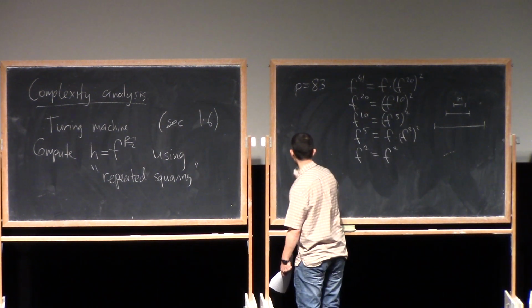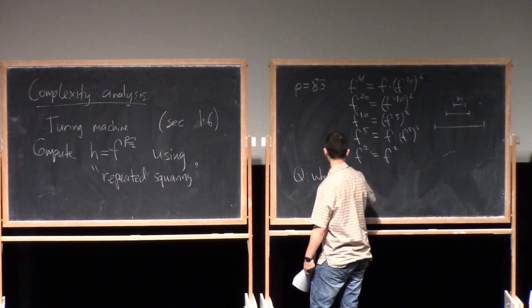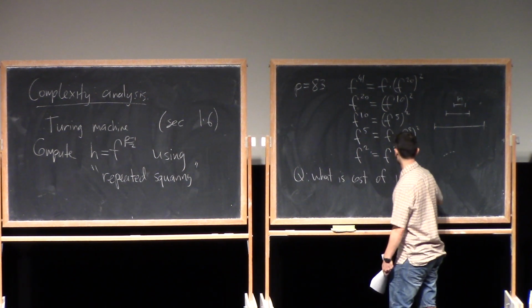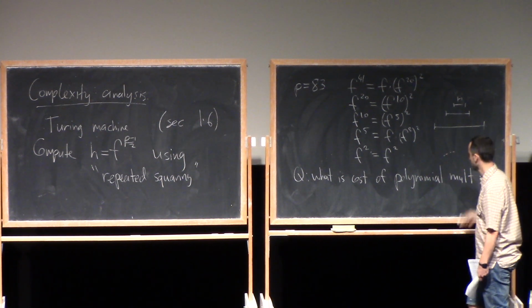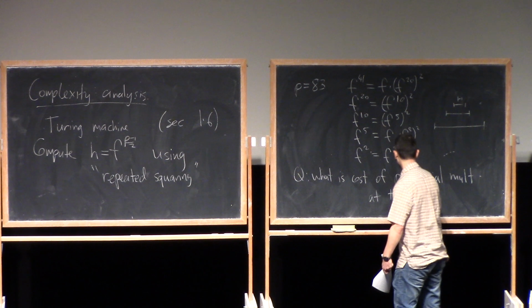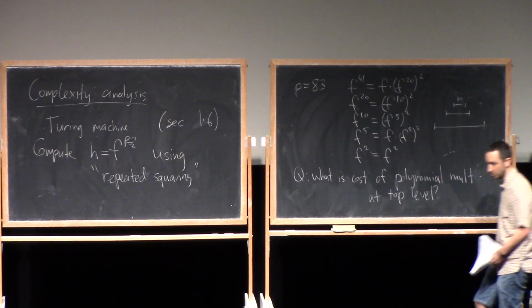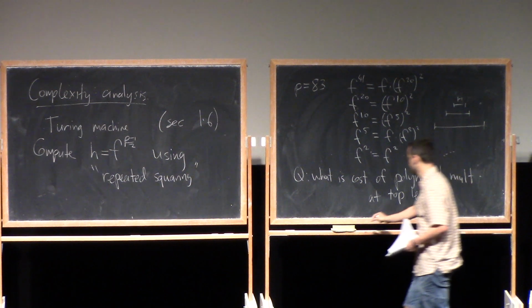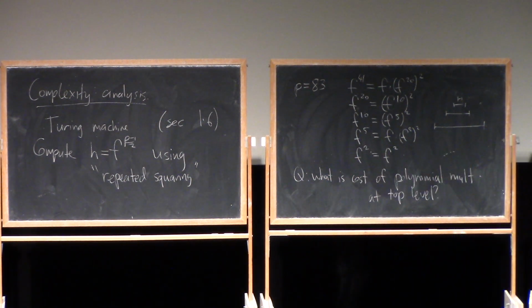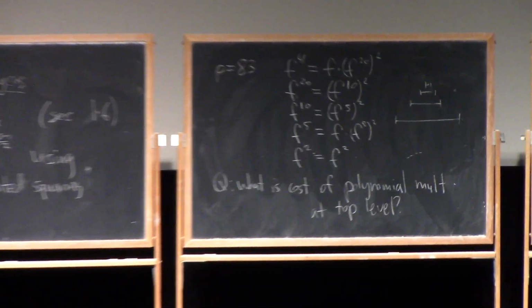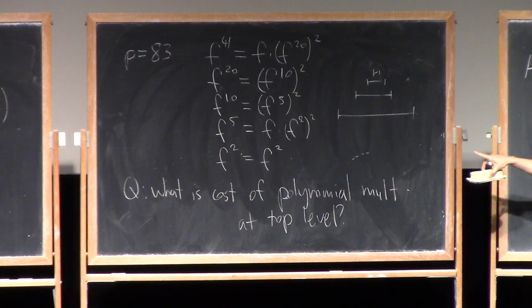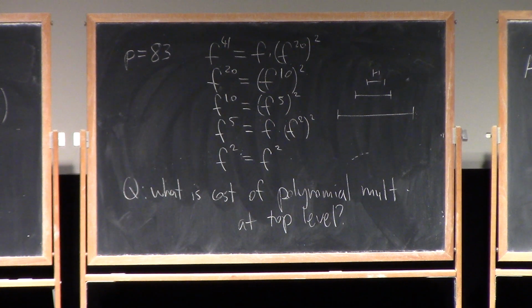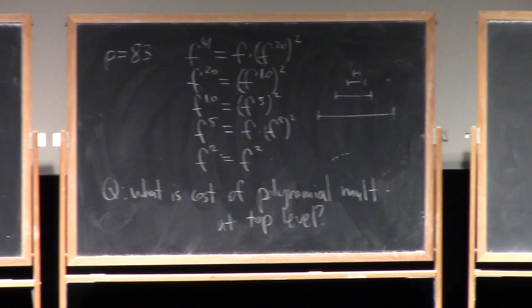Okay, so the real question is, what is the cost of polynomial multiplication at the top level? That's really what's controlling this. So let's take a look at that. And again, I'm not claiming this is necessarily the best way to compute this large power. I think it's pretty close as far as I know. But you can probably save a constant factor somewhere, somehow.